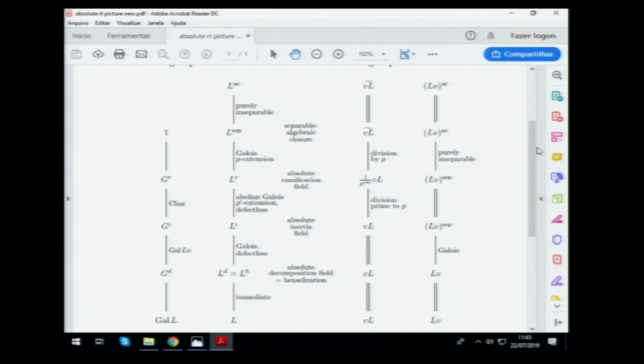So these are the fixed fields. First of all, that's the smallest ramification group. We have the absolute ramification field. Here we have the absolute inertia field. And here we have the absolute decomposition field, which happens to be the Henselization. What's the Henselization of a valued field?